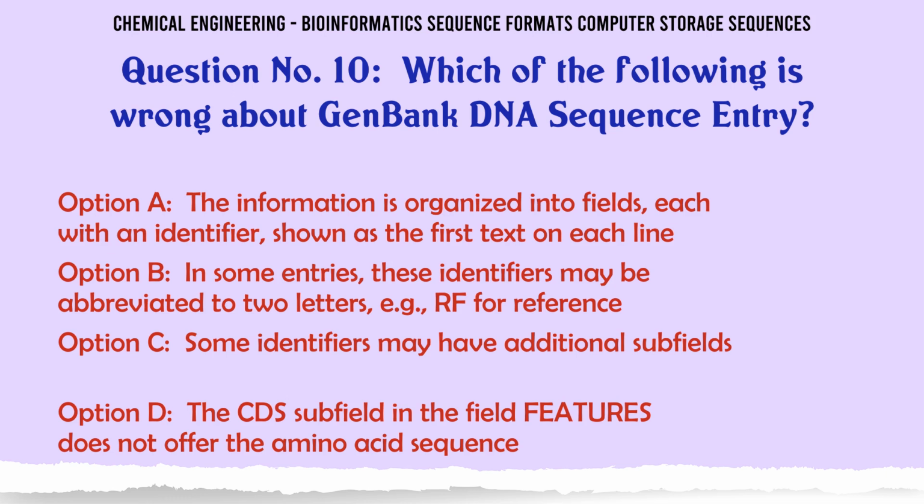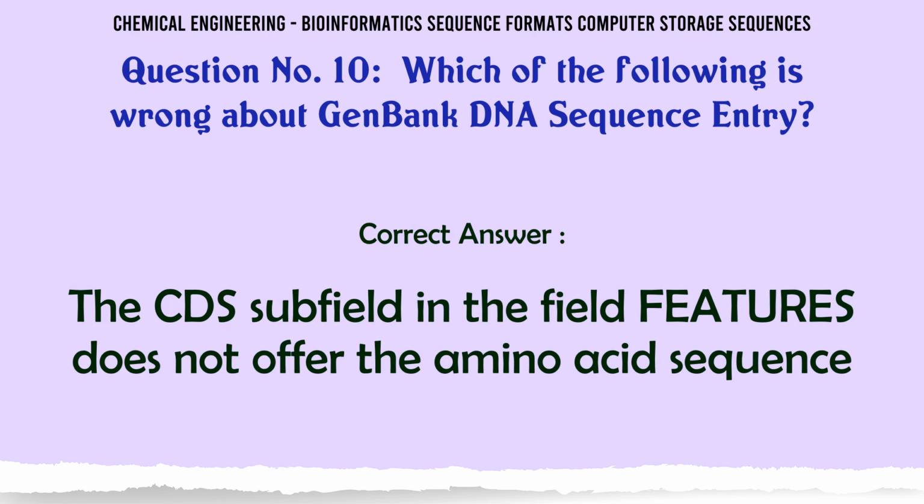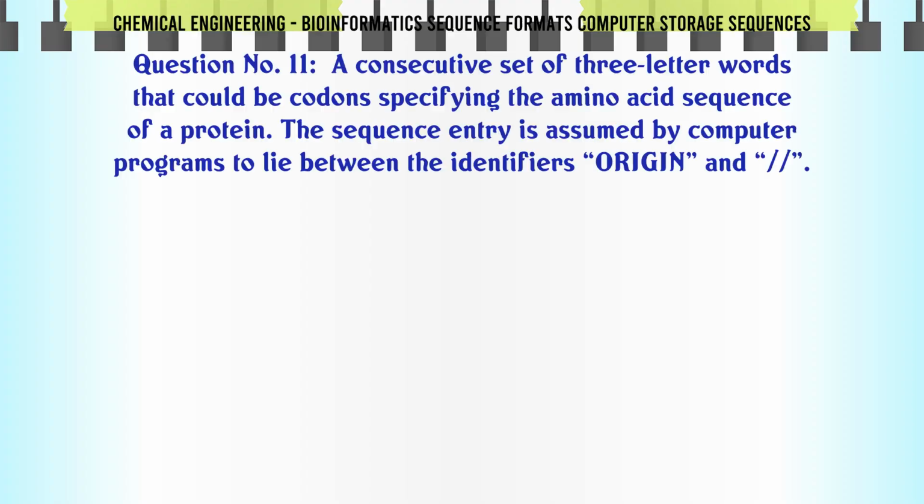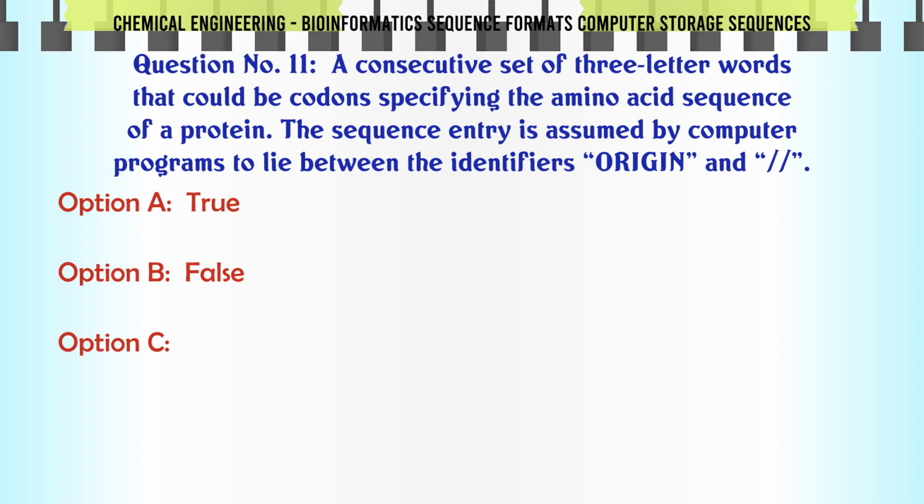D. The CDS subfield in the field features does not offer the amino acid sequence. The correct answer is: the CDS subfield in the field features does not offer the amino acid sequence. A consecutive set of three-letter words that could be codons specifying the amino acid sequence of a protein.